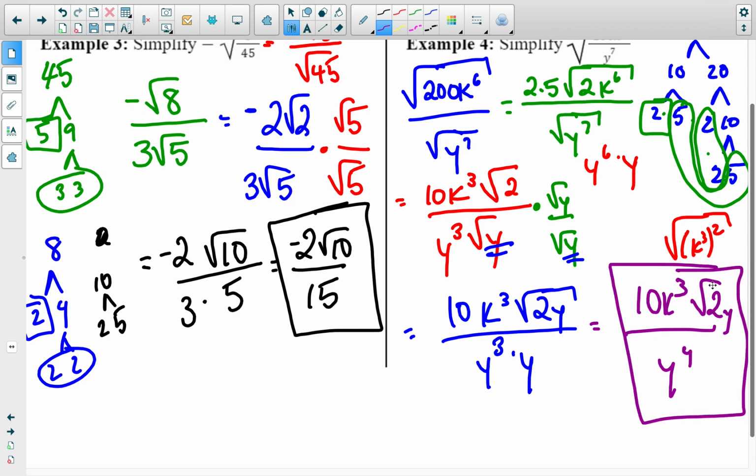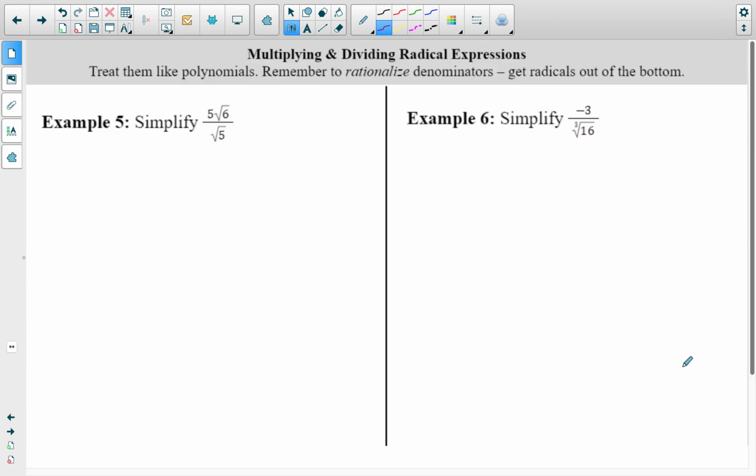And you might be wondering, hey, can we simplify these y's at all? No, we cannot. This numerator is protected by that square root. So this y to the 4th is just going to stay right there. Okay, see if you can do number 5 on your own.